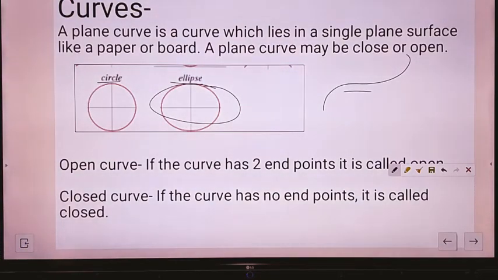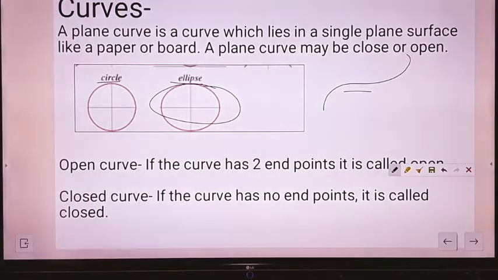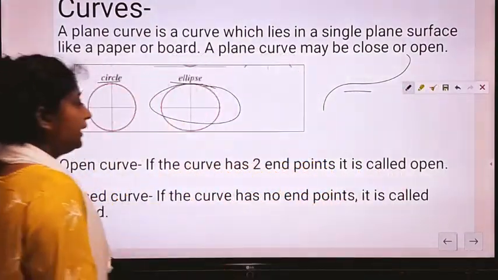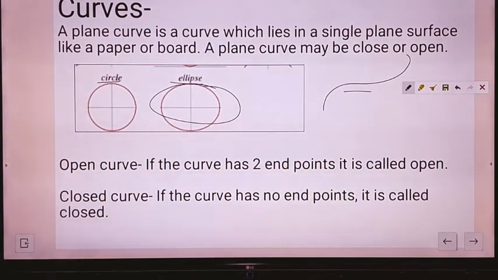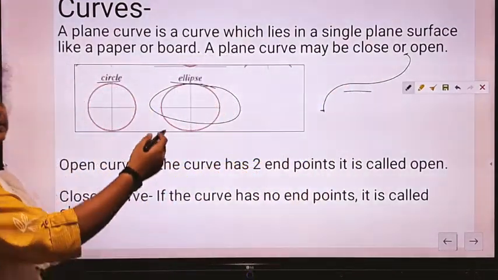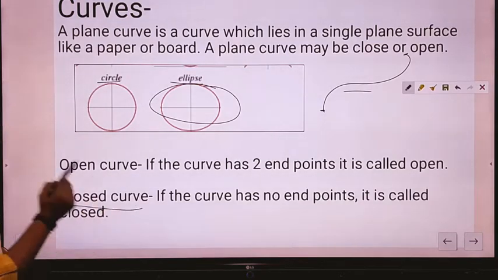Then again, curves can be of two types, open curve and closed curve. An open curve is a curve which has two endpoints, okay? If a curve has two endpoints, like here see, this is one endpoint and this is one endpoint, such a curve is not closed and hence it is known as an open curve. Then again, we have closed curve.